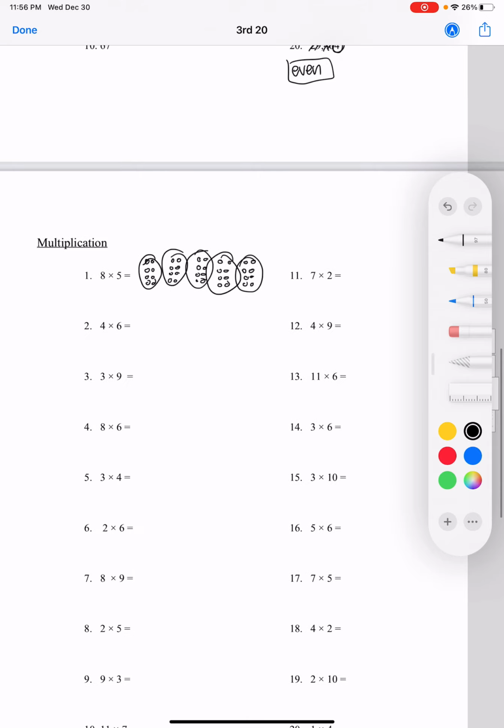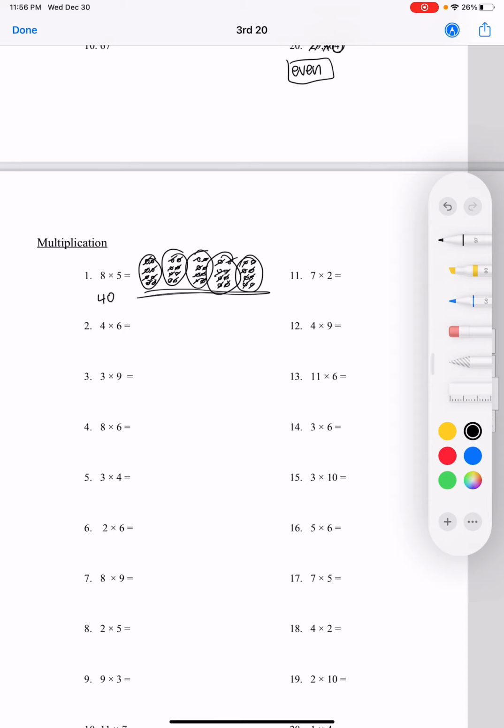1, 2, 3, 4, 5, 6, 7, 8, 9, 10, up to 20, 21, up to 30, and on to 40. So now we know, since we have our model here, that 8 times 5 equals 40.